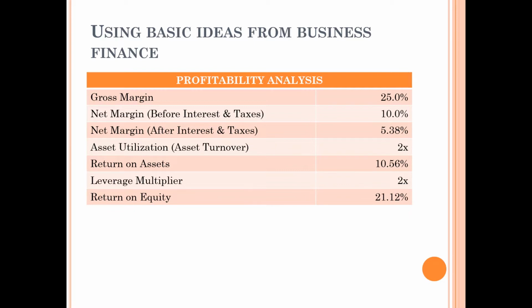Profitability analysis. Based on the figures given in the previous two slides, we arrive at these ratios. We have a gross margin of 25%. Net margin before interest and taxes, we have 10%. Net margin after interest and taxes, we have 5.38%. The asset utilization or asset turnover, we have 2 times. The return on assets, we have 10.56%. The leverage multiplier, we have 2 times. The return on equity, 21.12.